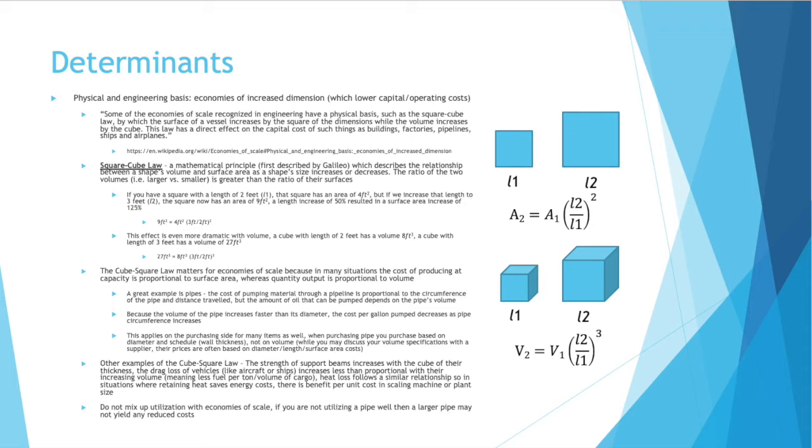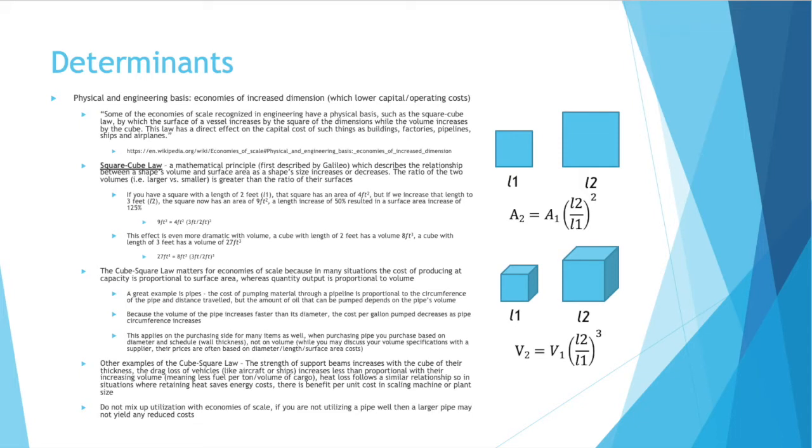So if you have a square with a length of 2 feet, that square has an area of 4 square feet. If we increase that length to 3 feet, the square now has an area of 9 square feet. But think about a cube. If a cube has a length of 2 feet, the volume of that cube is 8 cubic feet. If we increase that 2 feet to 3 feet, the volume of that cube is now 27 cubic feet.